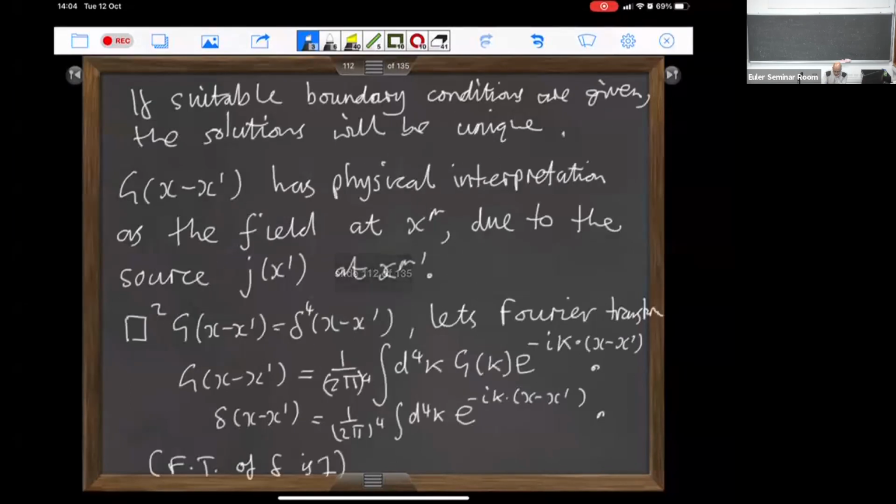So Green's functions and/or propagators are the mathematical representation of how a source helps us understand how a source modifies a field at some different space-time point.